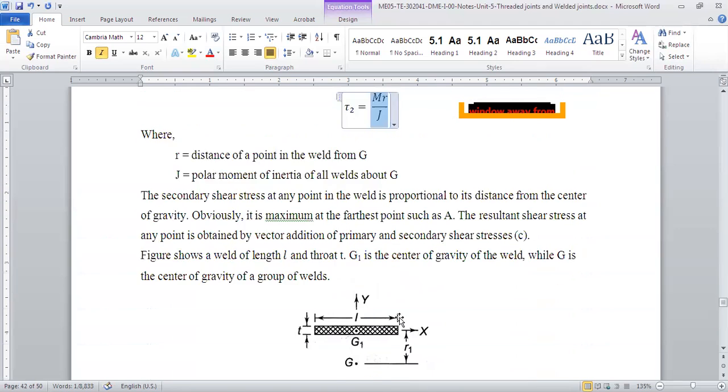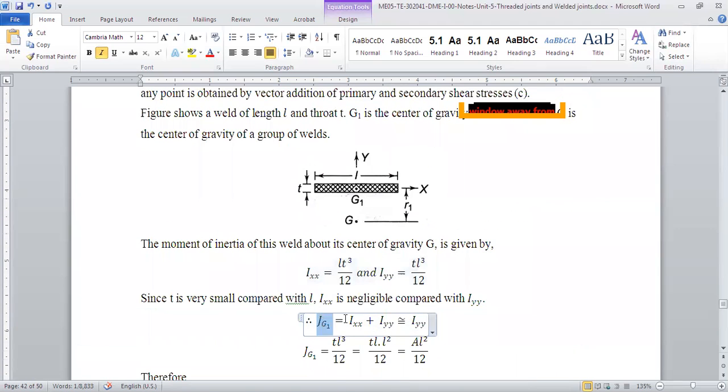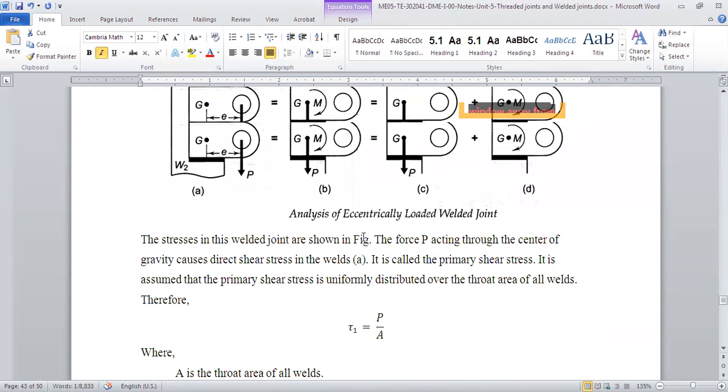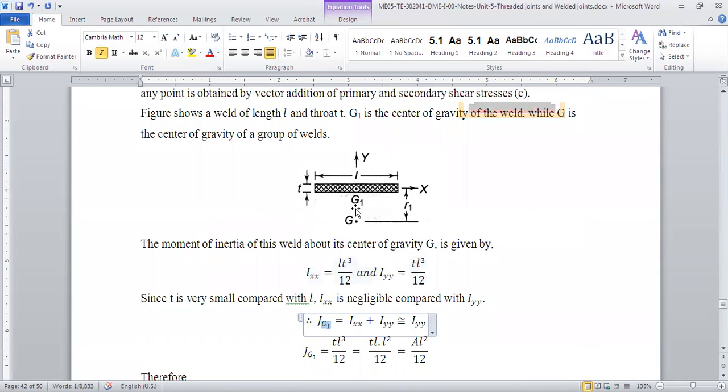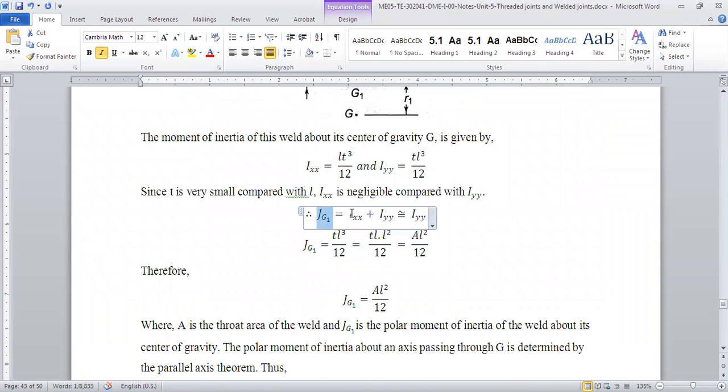Okay. So we get J at G1. Why are we putting G1 here? Because it is not the polar moment of inertia at the center of gravity of the whole weld group. It is not about this point G. It is about the plate's own center of gravity, right? So J at G1 is equal to Ixx plus Iyy. Since we got L T cube by 12 and T L cube by 12, and since T is very small compared to L, this term will be very small because there is a cube of it, right?